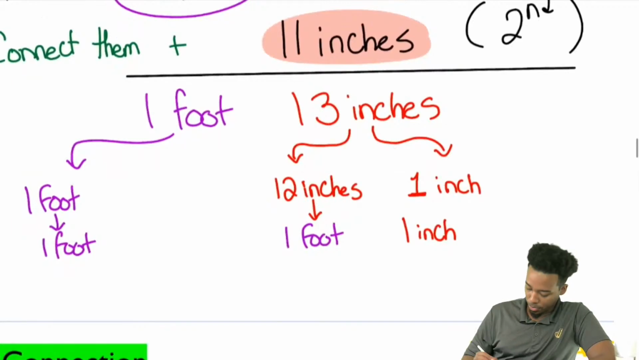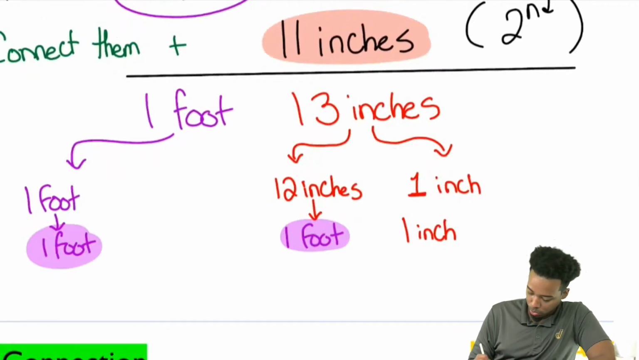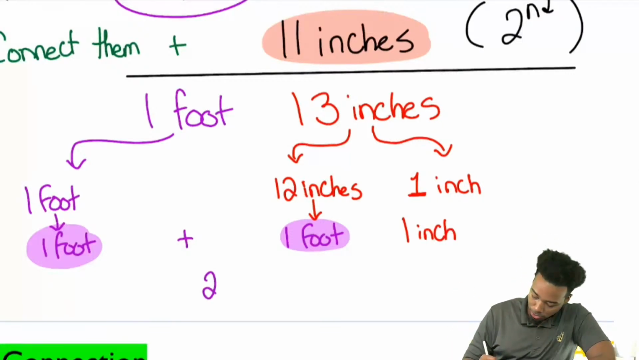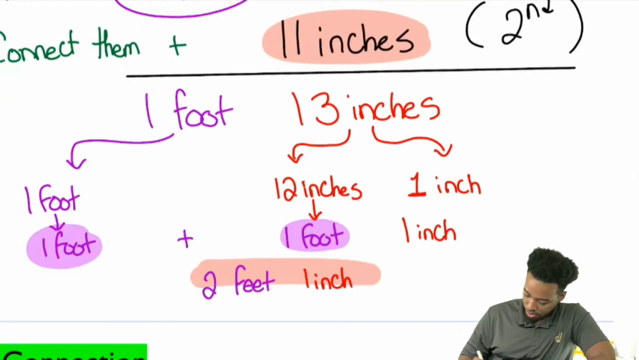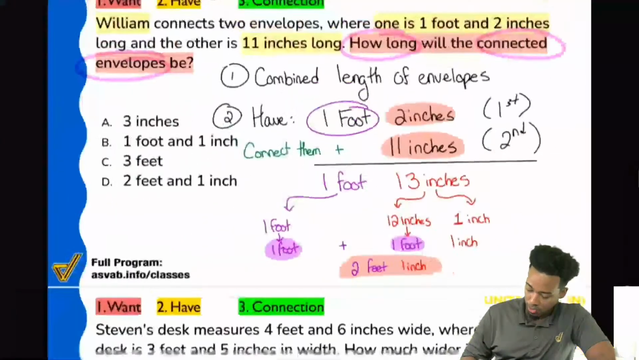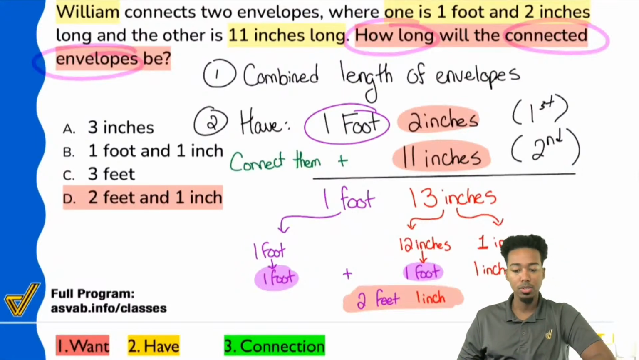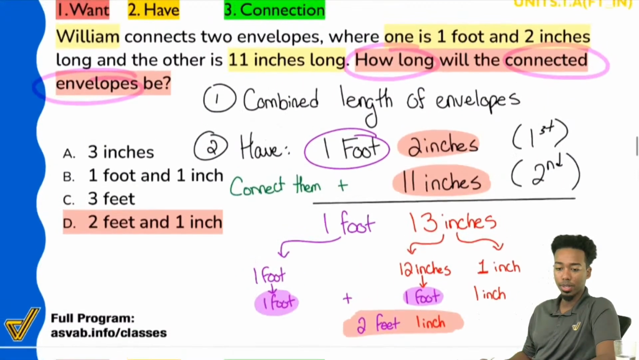So everyone, what do we have? 1 foot plus 1 foot. Add those together. What do we have? Exactly, Dominic. That's why you have to have these conversions memorized. That's why I had you put them at the top of your paper from the beginning of class. That's going to be 2 feet and 1 inch. And there is your final answer. Boom, 2 feet and 1 inch, which is going to be answer choice D.